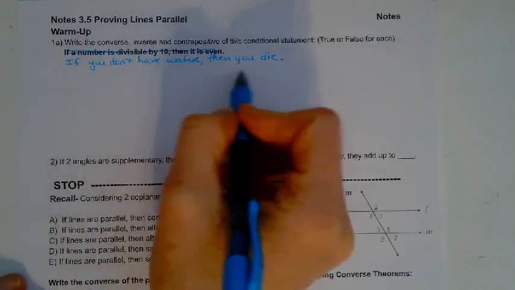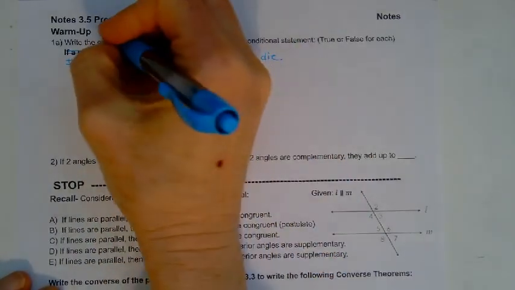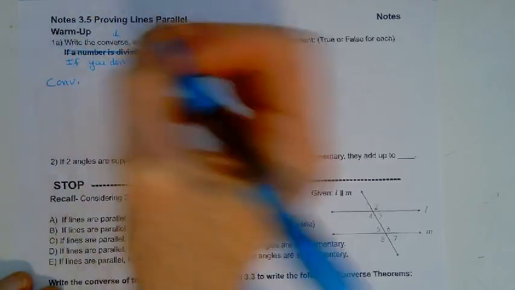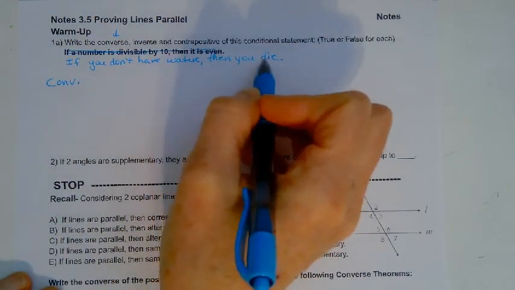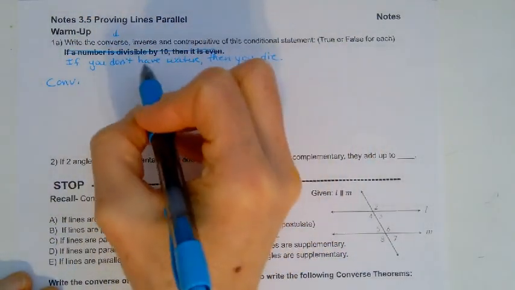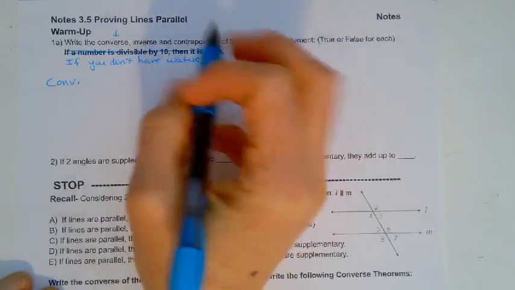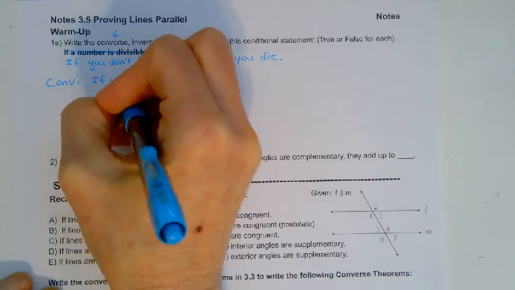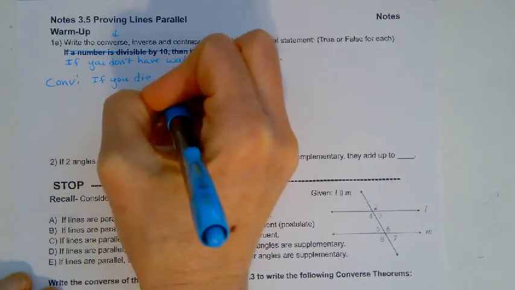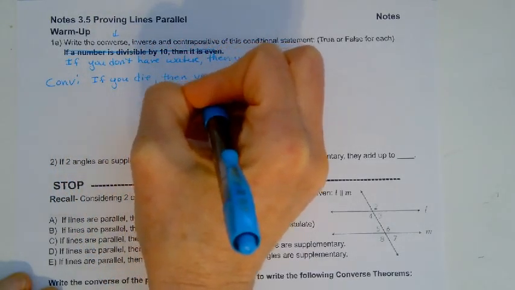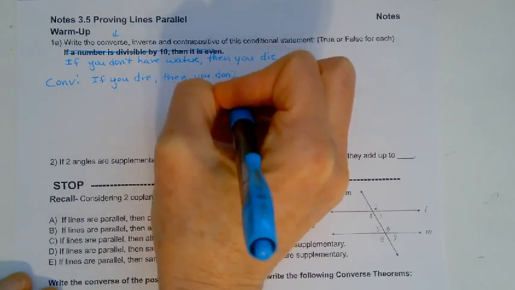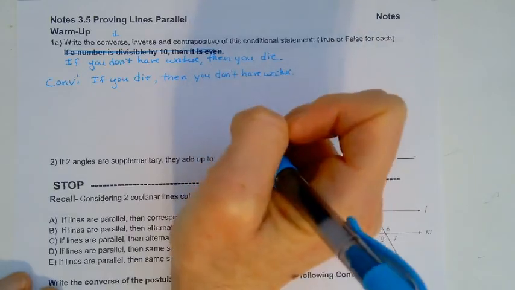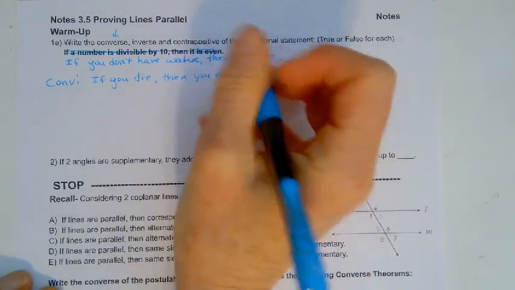Okay, so the conditional is, if you don't have water, then you die. So the converse of that is when you flip the second part with the first part and the first part with the second part, the hypothesis and conclusion. Switch them. So the converse would be, if you die, then you don't have water. Okay, we just flipped them.